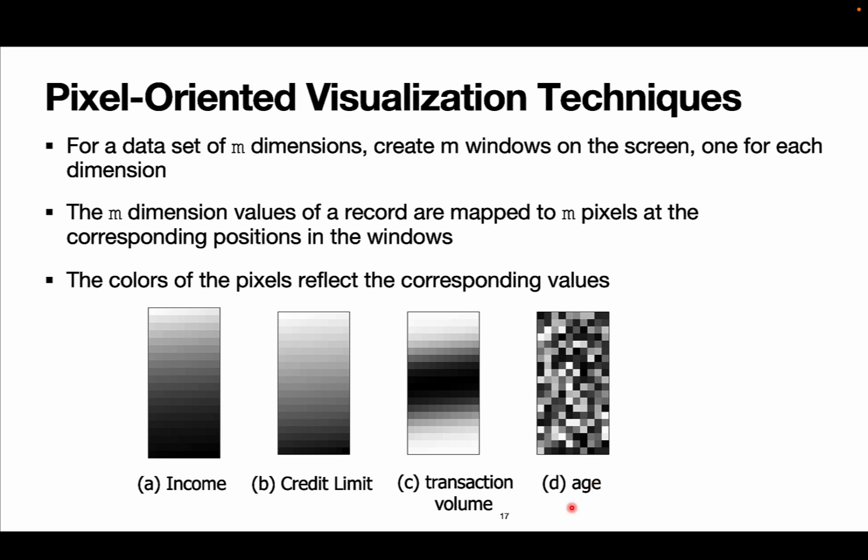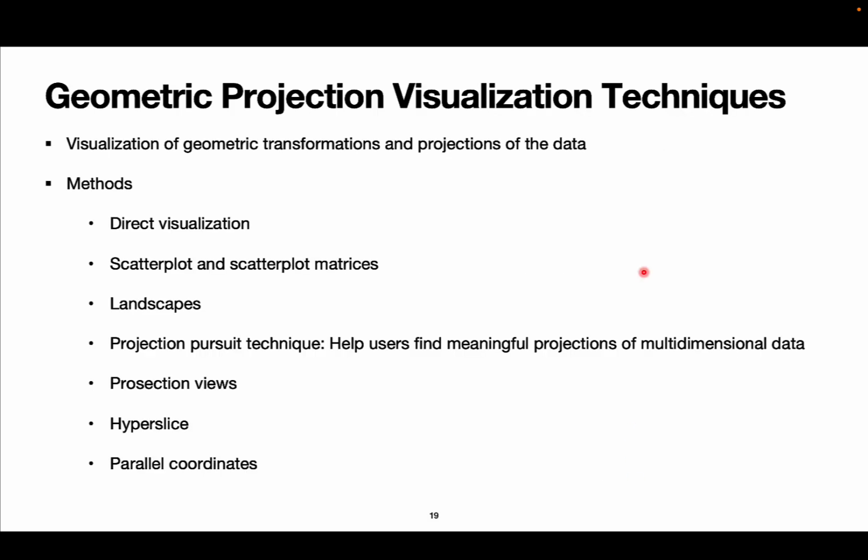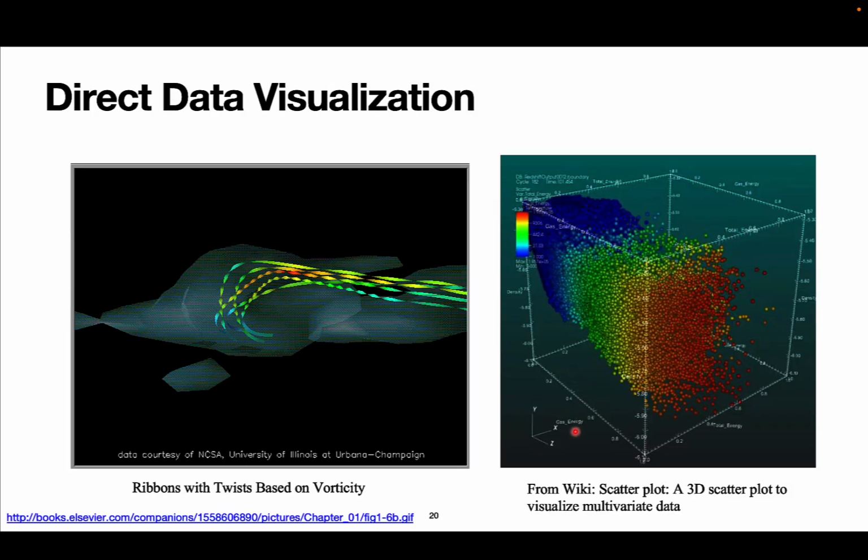Finally, there is no correlation once we get to age, because it looks like we have pixels with different colors all over the place. Next, we will cover a number of geometric projection techniques such as scatter plots and landscapes. This graph shows a 3D scatter plot, which helps show the relationships between the attributes, identifying clusters, patterns, and outliers.